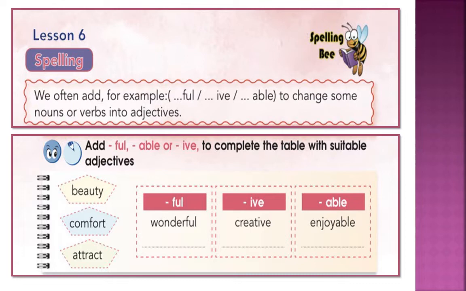For example, add full, able, or ive to complete the table with suitable adjectives. Beauty, beautiful, attractive, comfortable. Wonderful, beautiful, creative, attractive, enjoyable, and comfortable. So we add these syllables to change nouns or verbs into adjectives.